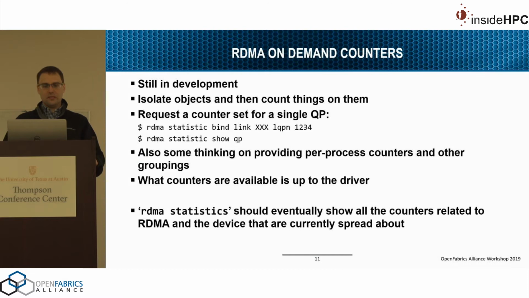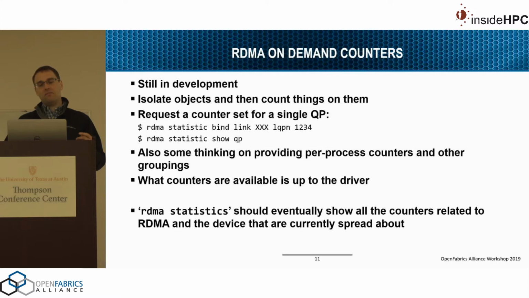The new project that we're starting to see, and I think patches for this may come out in the next couple of months, is something called on-demand counters. And this is the idea where you can have a resource like a process running a queue pair, and you want to narrow your view just to that queue pair, and you want to see what's going on. How many bytes has it transmitted? Has it experienced any errors that are notable? So you can request that the RDMA stack and the underlying hardware give you counters for that resource with this bind command. These are sort of preliminary APIs for user space. We'll see what they look like when they get merged. And then you can view the counters for that QP with a show command.